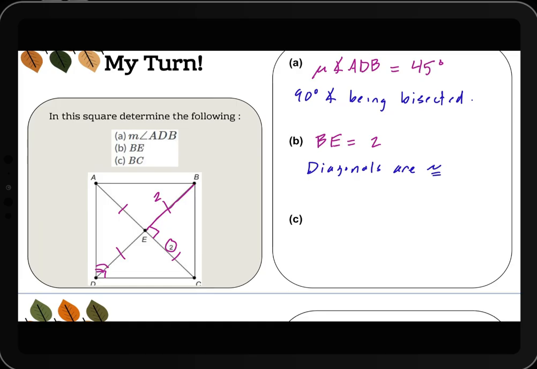Diagonals are congruent. And of course, they bisect each other. So I'm kind of describing the properties from that reference list. And then this last little bit right here, we want to figure out what this particular length is right here. We want to find out what the length of BC is.